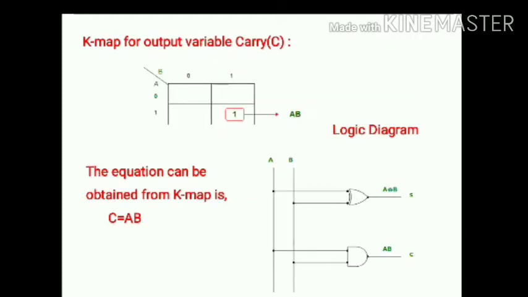Now see the K-map for the output variable carry C. So A and B are the two variables. So you see the K-map table, the AB is 1. The equation that can be obtained from this K-map is C equal to A and B. Now look at the logic diagram. This logic diagram shows both sum and carry.